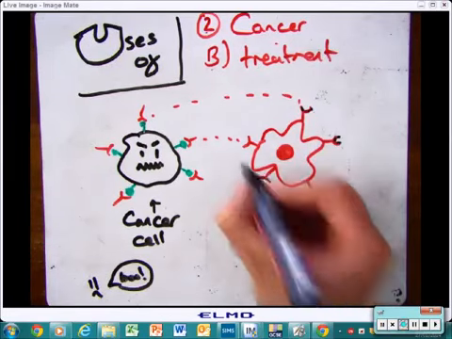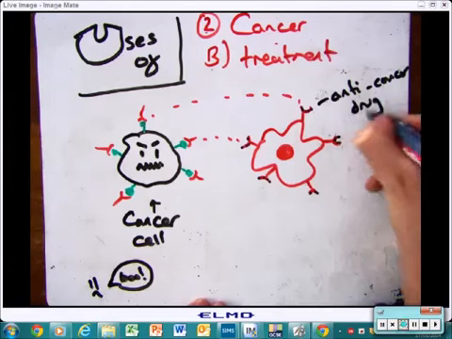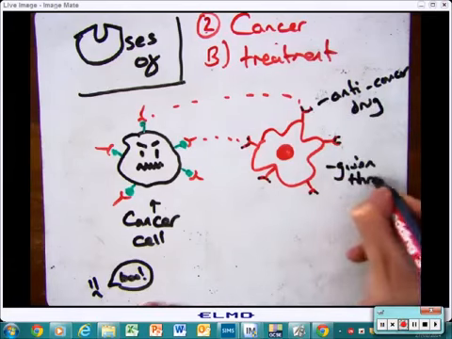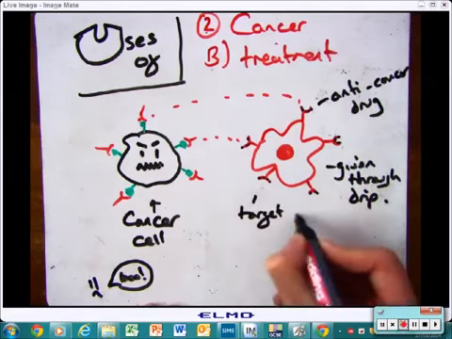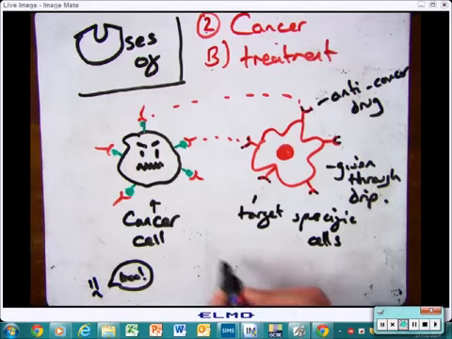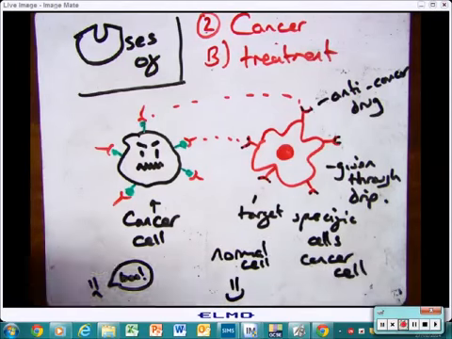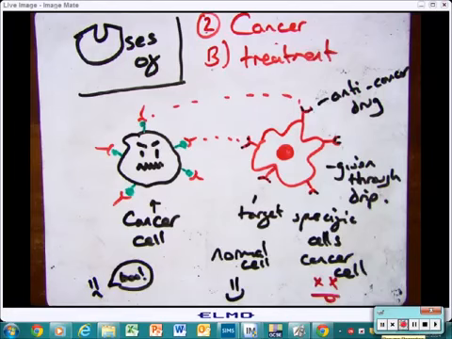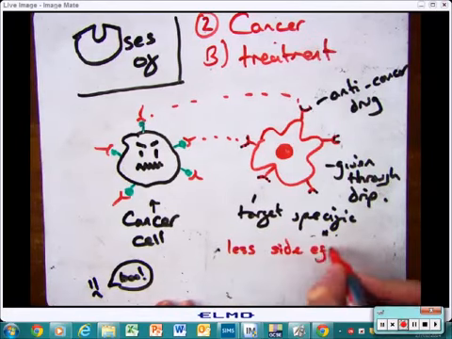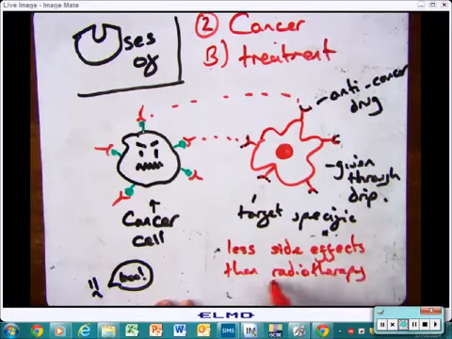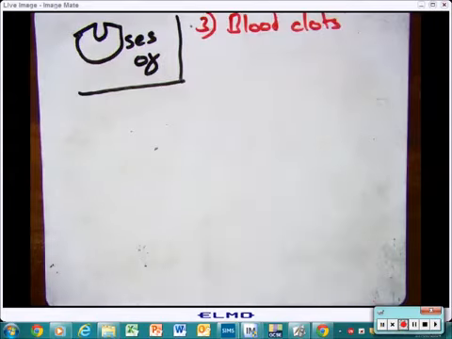So what they'll do is they'll put anti-cancer drugs onto the actual antibodies. Again, it's given through the drip, and it targets just those specific cells, which is great because it'll only kill the cancer cells and it'll leave the normal cells alone, which obviously means it's got less side effects than using radiotherapy, which can kill all cells.